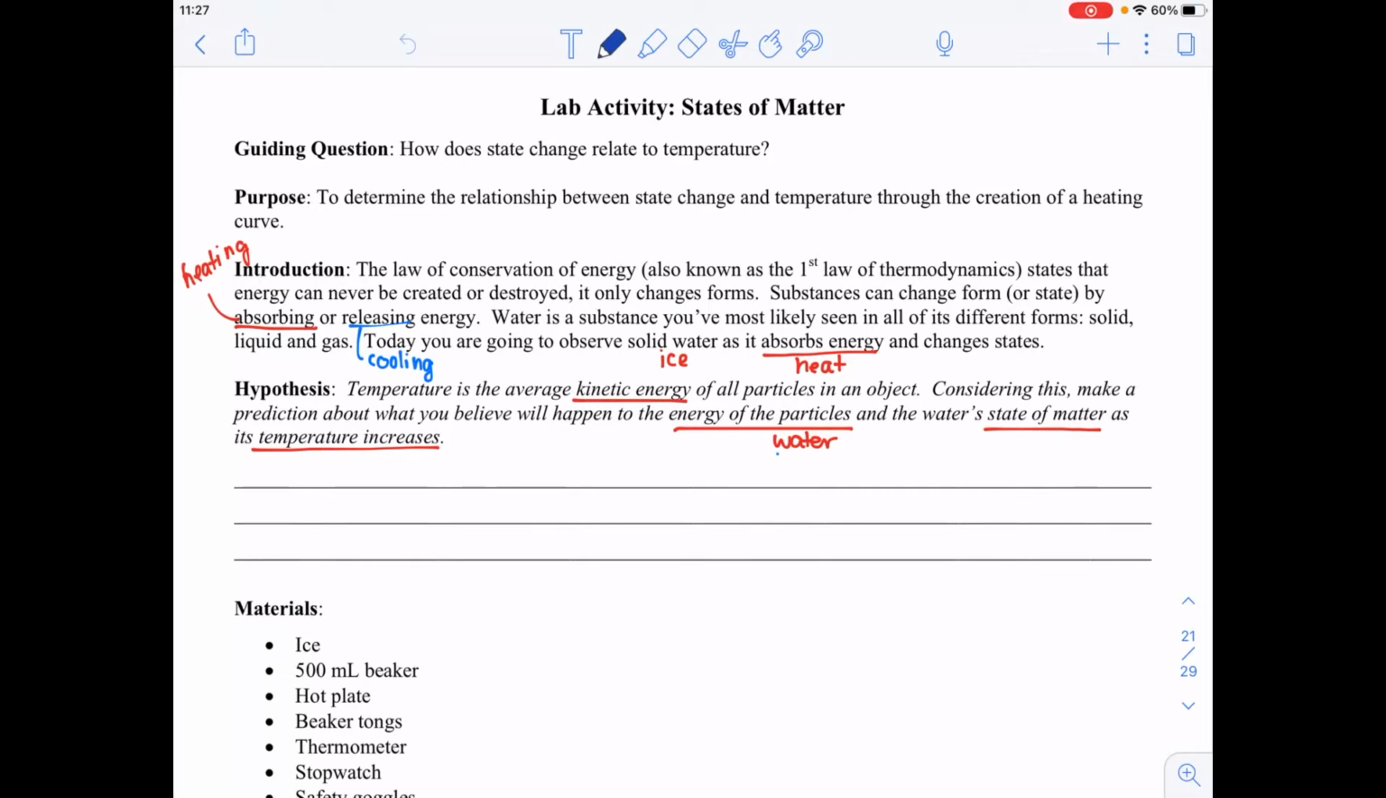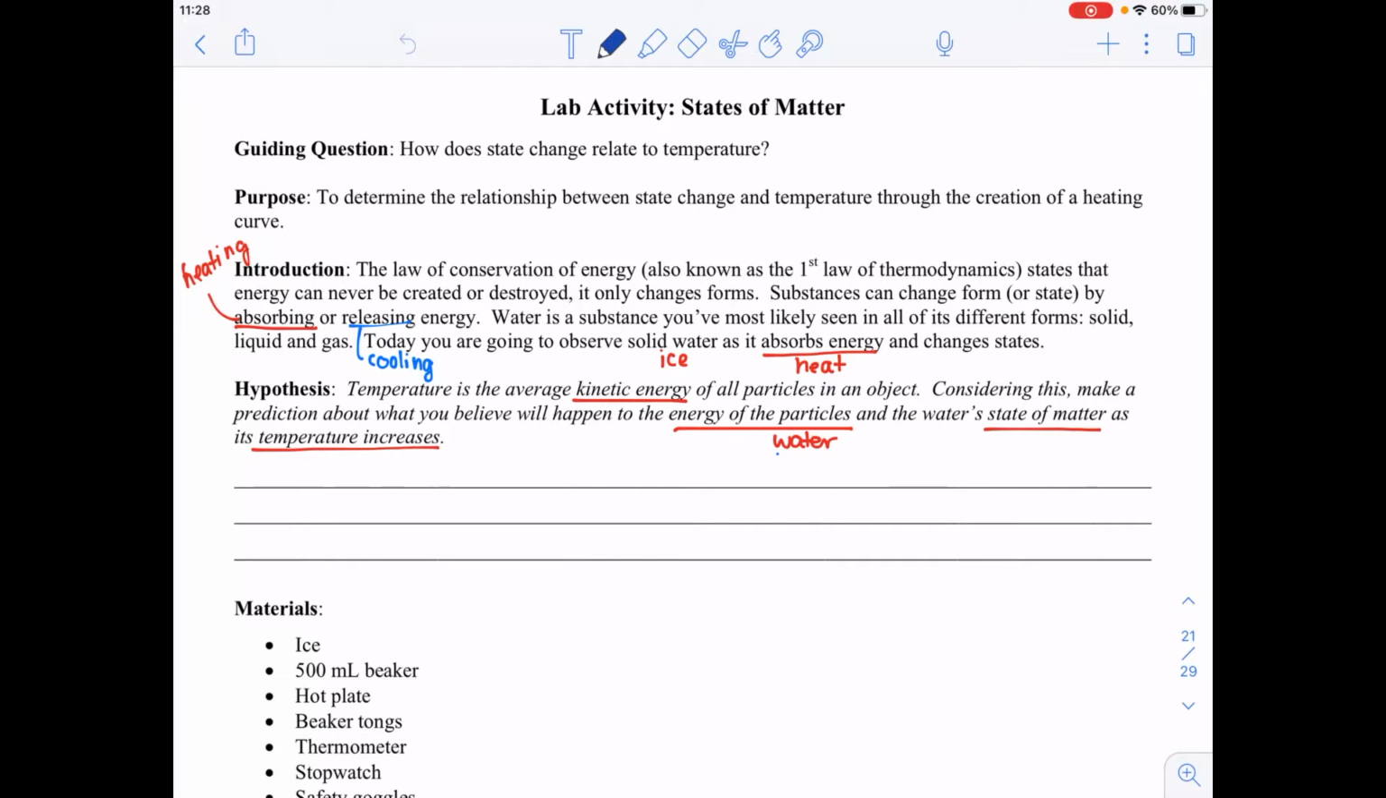How does state change relate to temperature or change of state? How does that relate to temperature? We've been talking about that for a couple of days now. Our purpose here is to determine the relationship between state change and temperature through the creation of a heating curve. In your assignment from yesterday, you should have learned what a heating curve looks like and how they're formed.